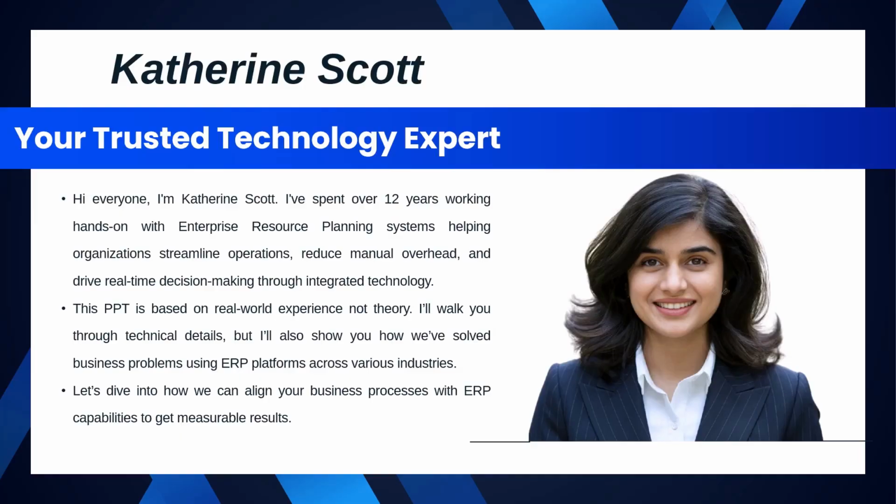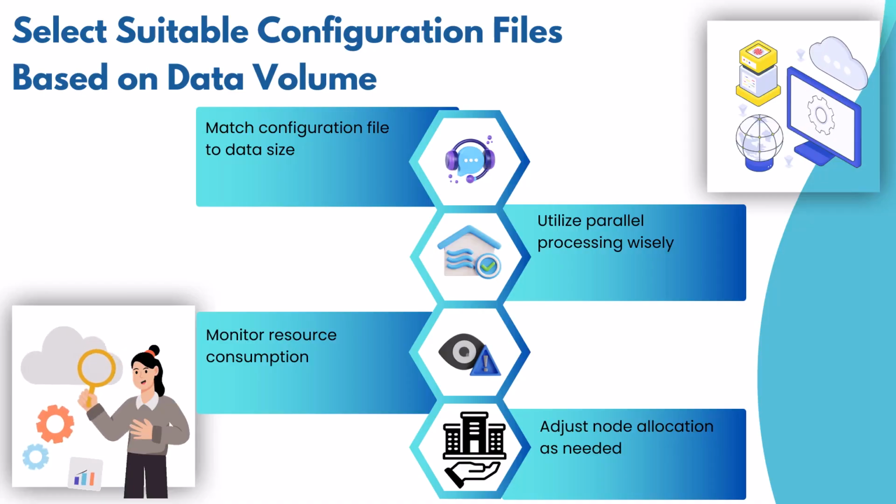Let's dive into the technical magic behind it, because when you understand how it works, you'll see exactly why it's a game changer. Configuration files aren't one size fits all, they need to match your data load. If you pick wrong, it's like wearing flip-flops to a mountain trek. Using parallel processing wisely ensures efficiency, but overdoing it is like adding too many cooks to the kitchen. Monitoring resource consumption avoids the dreaded system meltdown. And don't forget to adjust node allocations. It's like seating guests at a dinner party, no one should feel cramped.